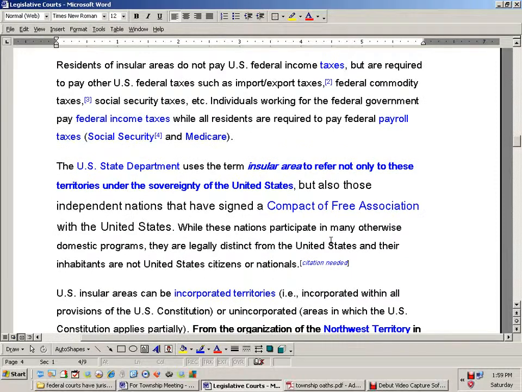Residents of insular areas do not pay U.S. federal income taxes, but are required to pay other U.S. federal taxes such as import-export taxes. Okay, so that would be a federally mandated tax, import-export, not the federal income tax. Federal commodity taxes, Social Security taxes, etc. Individuals working in the federal government pay federal income taxes, while all residents are required to pay federal payroll taxes. Okay?